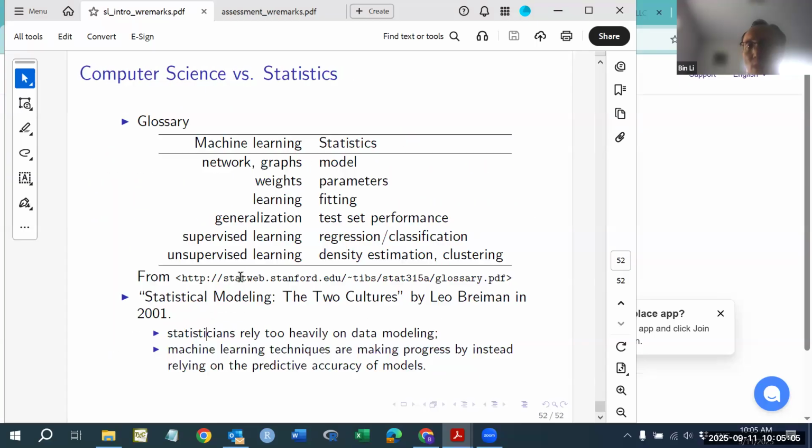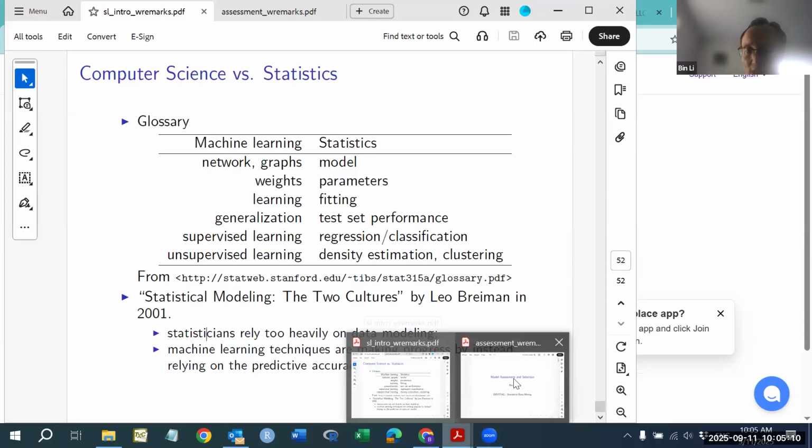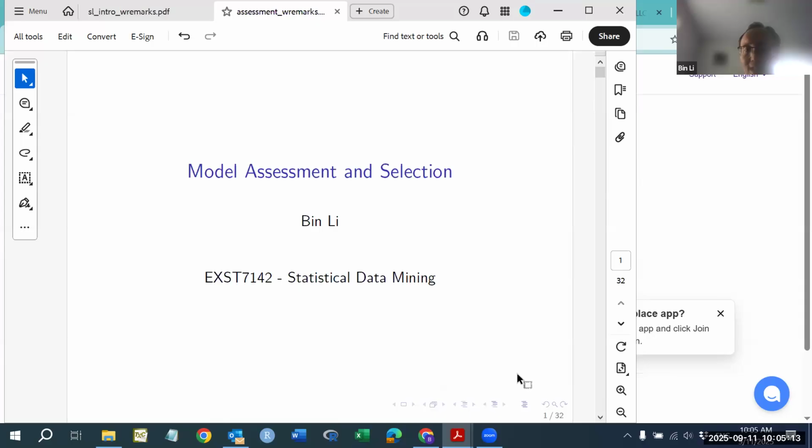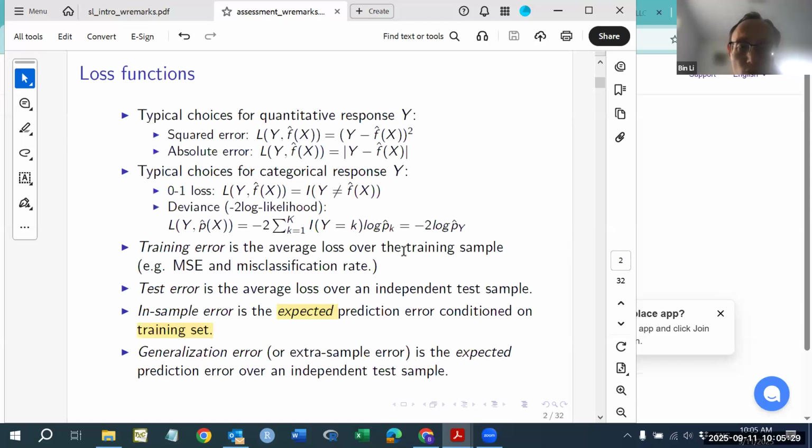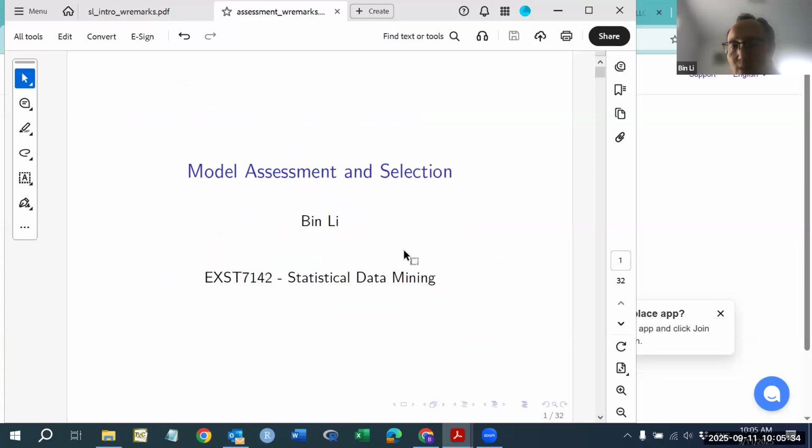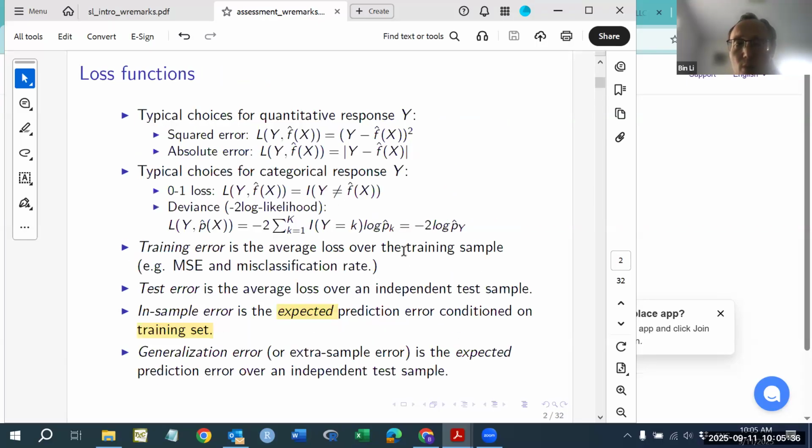Okay, so we finished the introduction to statistical learning. And actually we have another topic, which is model assessment and selection. So I will talk about part of it and maybe finish that next time. Before we talk about assessment and selection, we need to talk about loss functions, right?